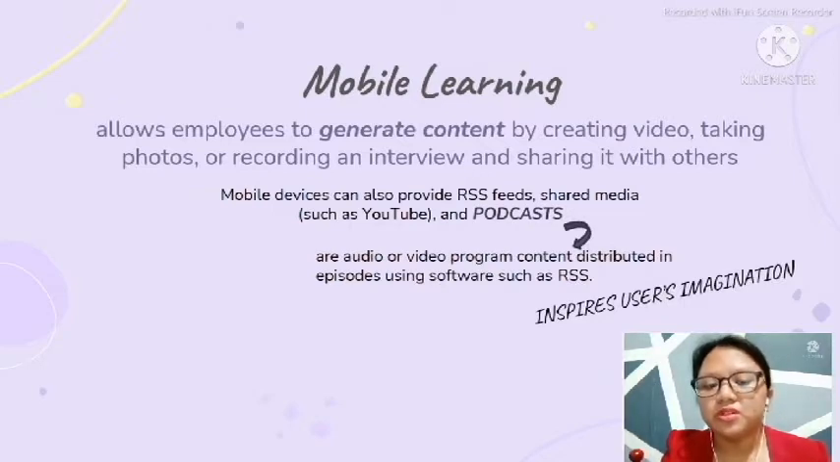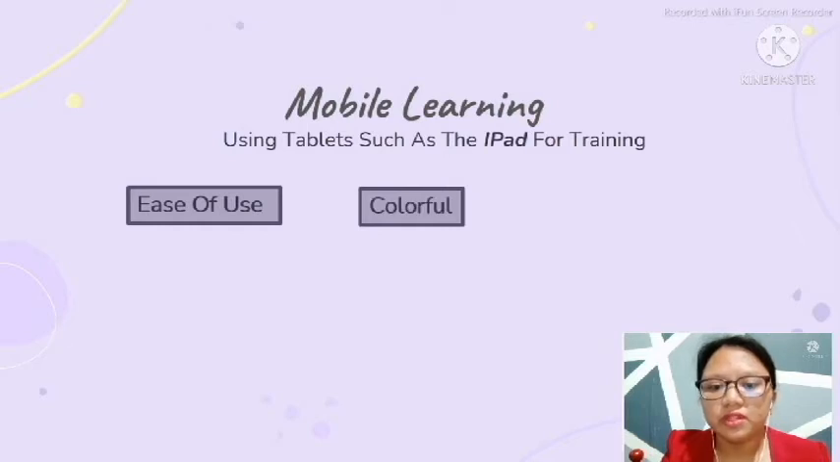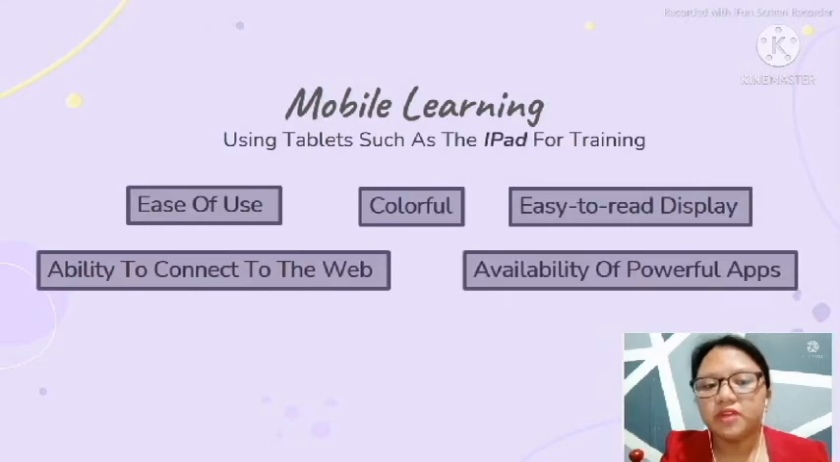Through mobile technologies, training and learning can occur naturally throughout the workday or at home. Employees can be connected to communities of learning, and employees are given the ability to learn at their own pace by reviewing material or skipping over content that they already know. Many companies are using tablets such as the iPad for training because of their ease of use, colorful, easy to read display, ability to connect to the web, and availability of powerful apps.